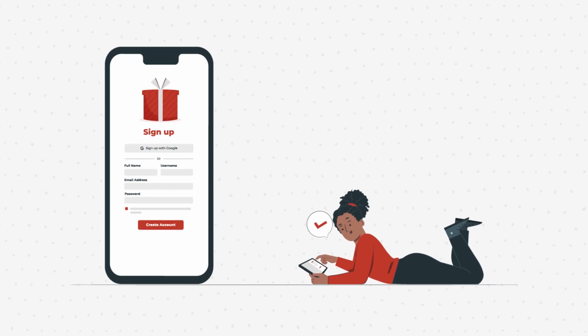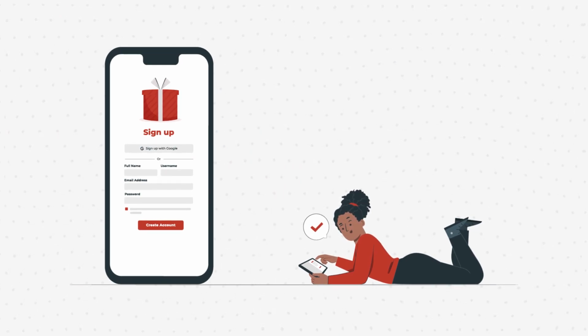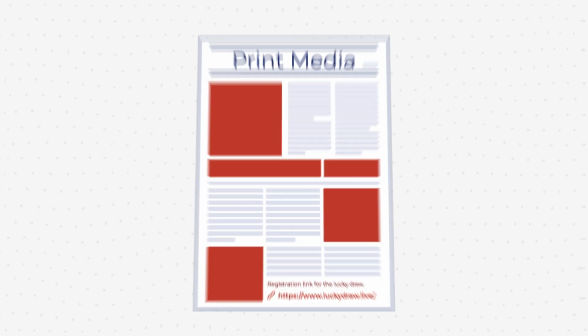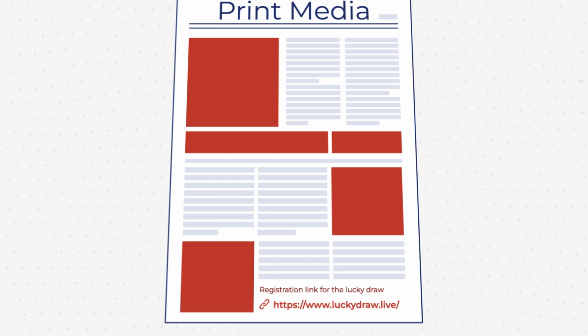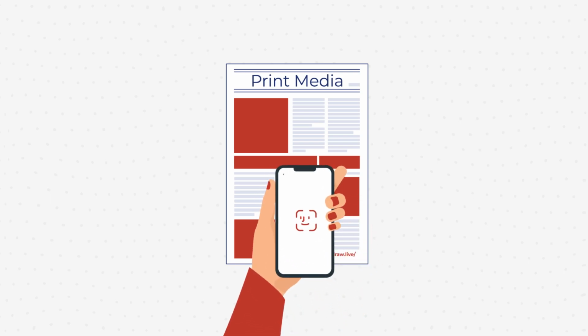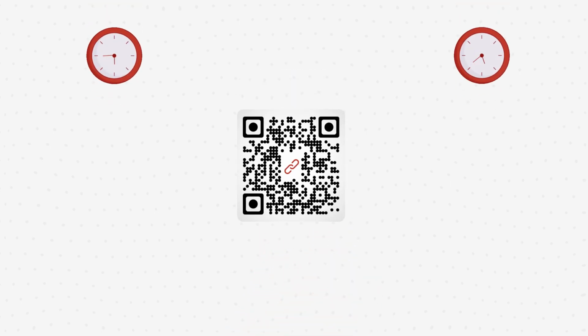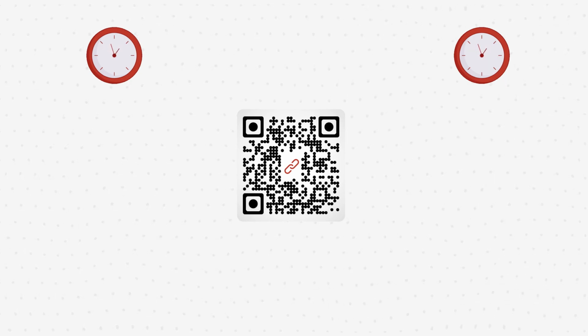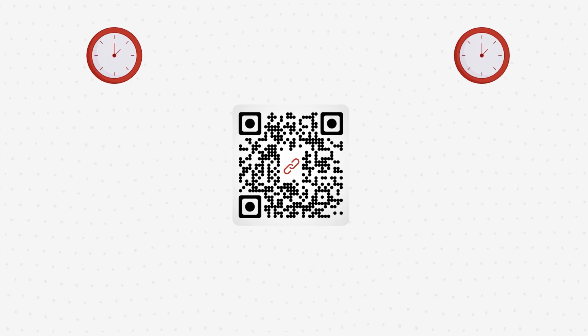The most common use case is getting registrations. Usually, the registration link for the lucky draw is added to the print media creatives used for promotions. But here's the problem: people need to unlock their devices, open the browser, and tediously type the entire link to access the form. This is a long process and needs effort. Then why not make it better with QR codes?